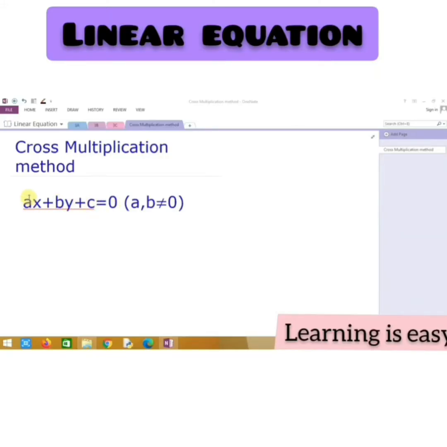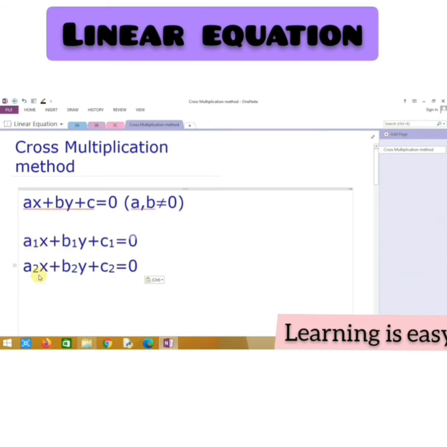Hello viewers, today we'll see cross multiplication method for the linear equations. So for any linear equation ax plus by plus c equal to 0, we know c is a constant, x and y have the degree of 1, so they are linear equations and both the coefficients a and b cannot be 0.